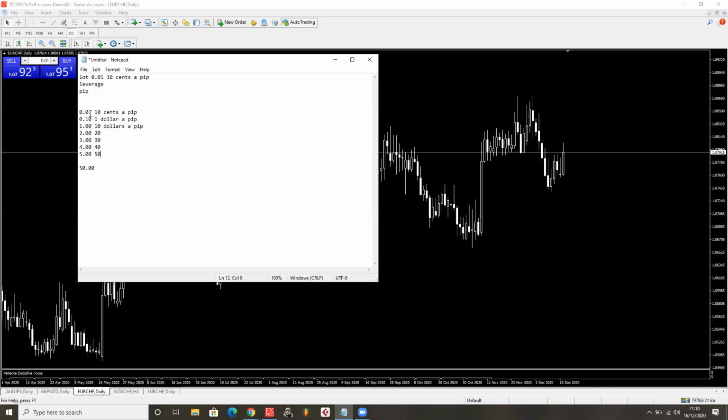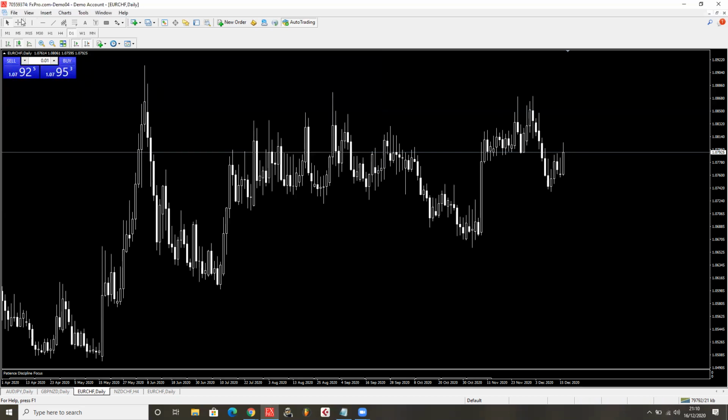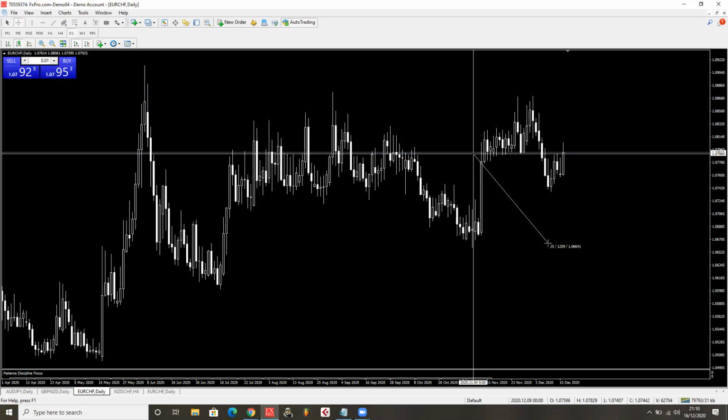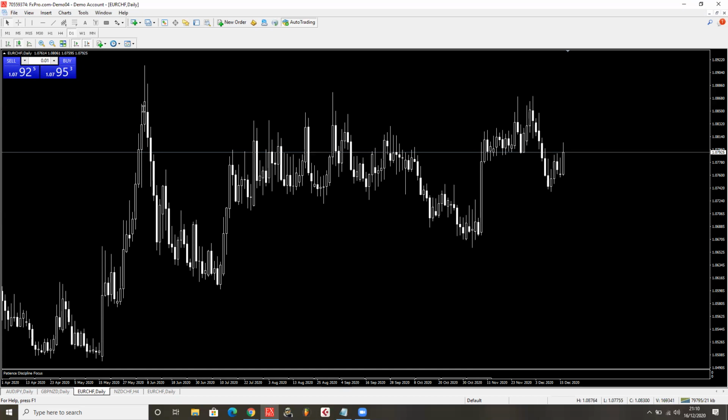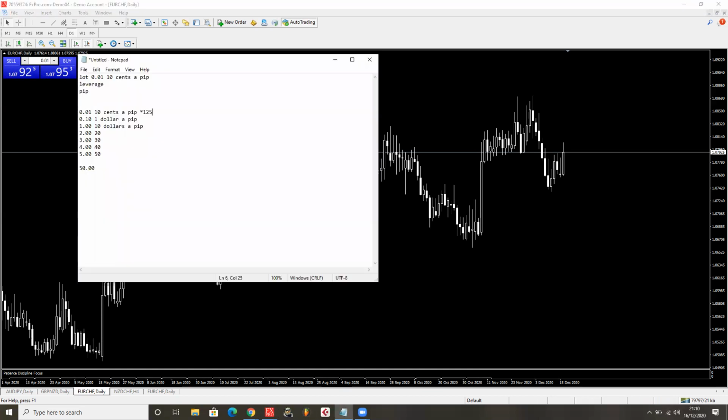So now you understand the pip is the size of your entry. The minimum size will make you 10 cents for every pip. And don't forget, I would just ask you this question: how many pips is this? 125. Beautiful. So if you're making 10 cents times 125, how much would that be? That's $1,250. No, you're wrong.